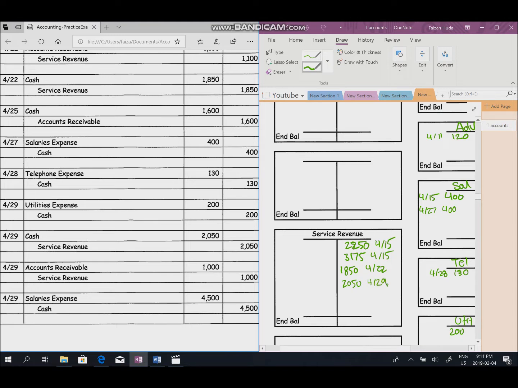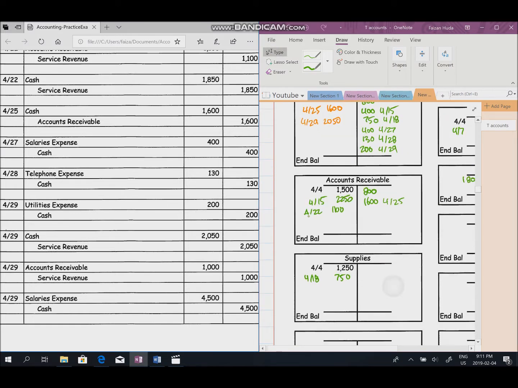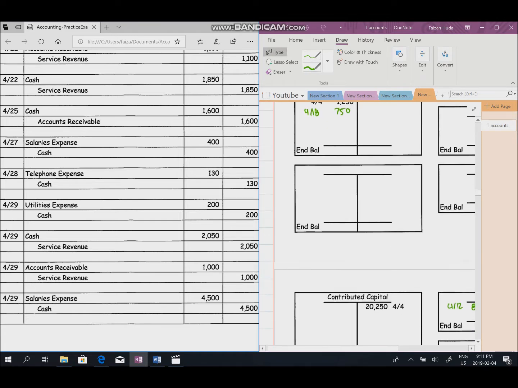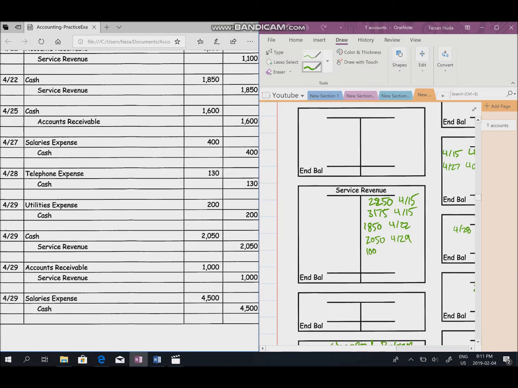April 29. Moving forward, I believe I'm on April 29 accounts receivable, which is $1,000. So April 29, 1,000. Incurred service revenue again for $1,000. Service revenue is here for April 29.